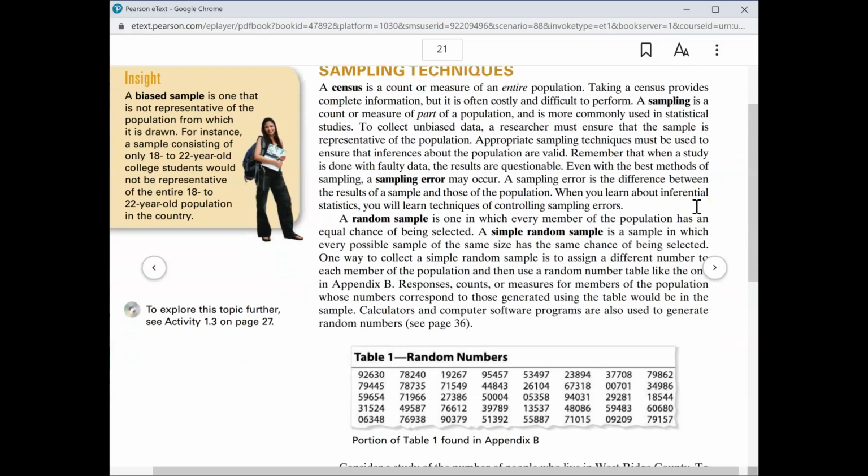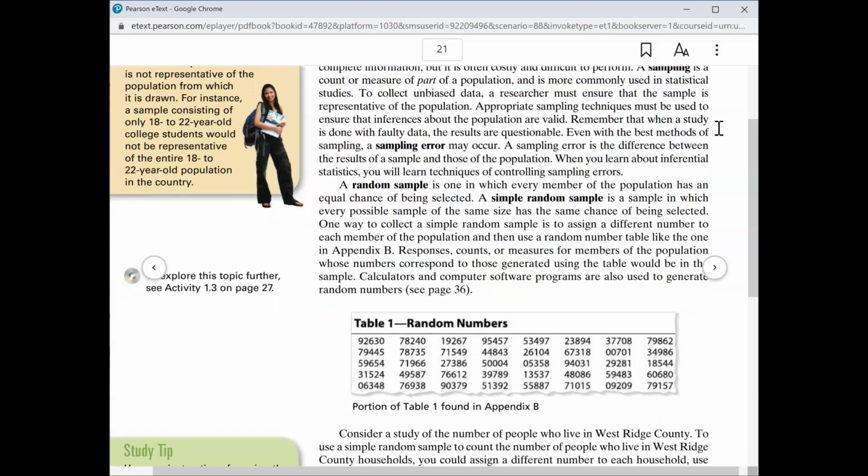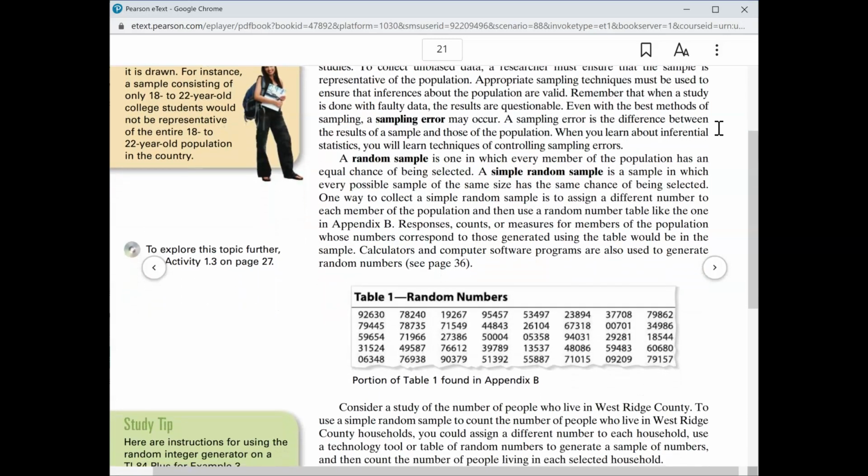Sampling techniques. A census is a count or measure of an entire population. Taking a census provides complete information, but it is often costly and extremely difficult to perform. So, a sampling is a count or measure of part of a population, and it is more commonly used in statistical studies. To collect unbiased data, a researcher must ensure that the sample is representative of the population. Appropriate sampling techniques must be used to ensure that inferences about the population are valid. Remember that when a study is done with faulty data, the results are questionable.